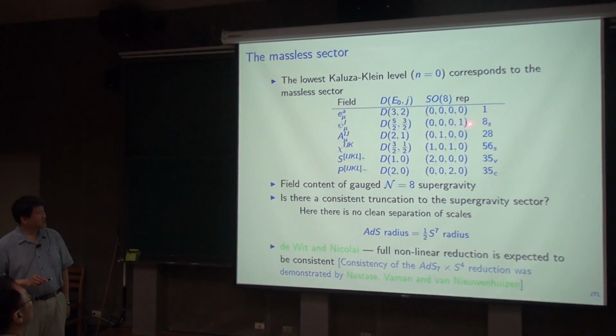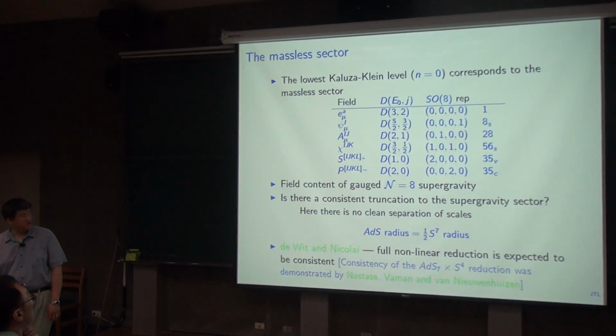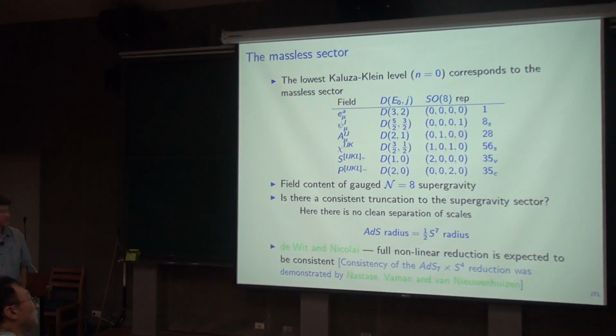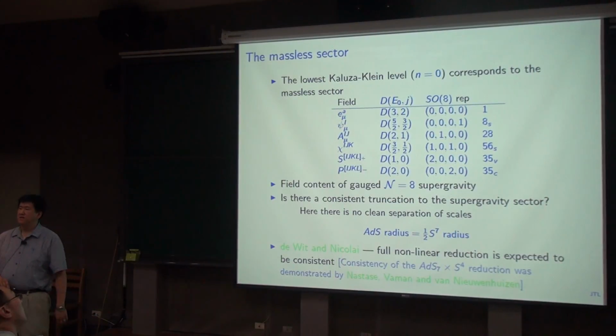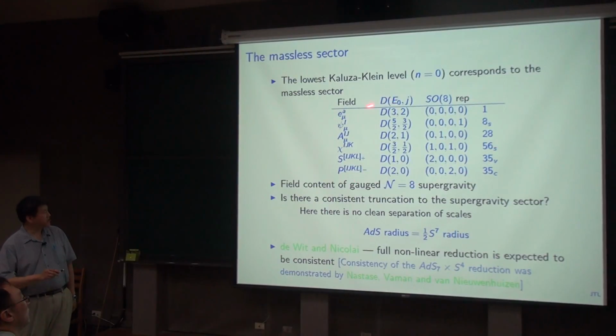These guys over here are not singlets. These are not singlets in SO8. So I cannot have a simple rule: zero mode equals singlets of SO8. It doesn't work. Zero modes equals constant on SO8? Doesn't quite work either, because these are a little bit non-trivial on SO8. This is the lowest Kaluza-Klein level, but they're still non-trivial on SO8. So a simple-minded rule, just truncate the singlets of my isometry group, doesn't work. It doesn't give you supergravity. In fact, it only gives you the graviton over here.